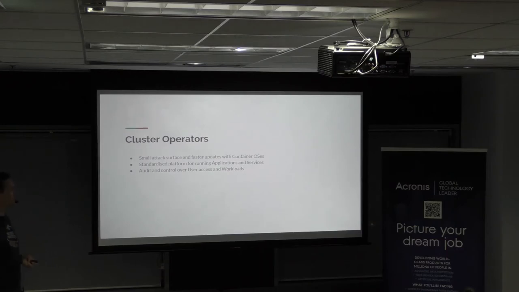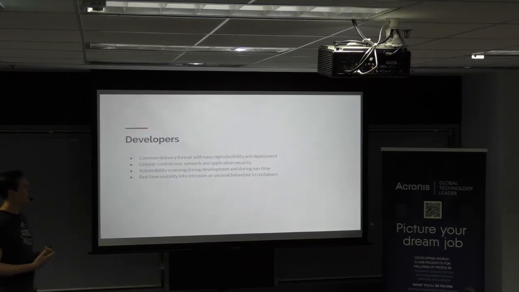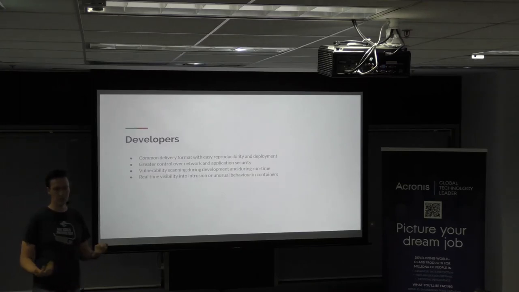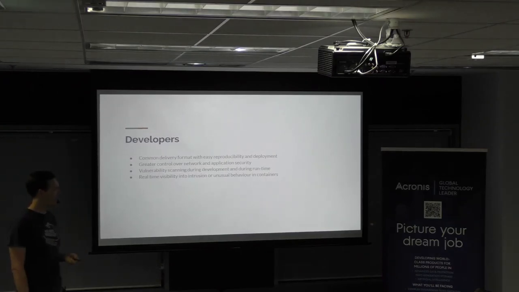But we can also get some audit and control over the user access and the workloads that are being put onto these different environments. For developers, we get YAML, a common delivery format with containers that is easily reproducible and easily deployable. We get greater control over both the network and the application security that is handed to the developers, but is provided in such a way that it can be used by operators and audit teams to have visibility into a full environment. This is the GitOps, the stuff that gets put into source control that everyone can see. Vulnerability scanning during development and during runtime, making sure that we have a good way of keeping tabs on that both during deployment and during operation. And real-time visibility to things like intrusion with tools like Falco.